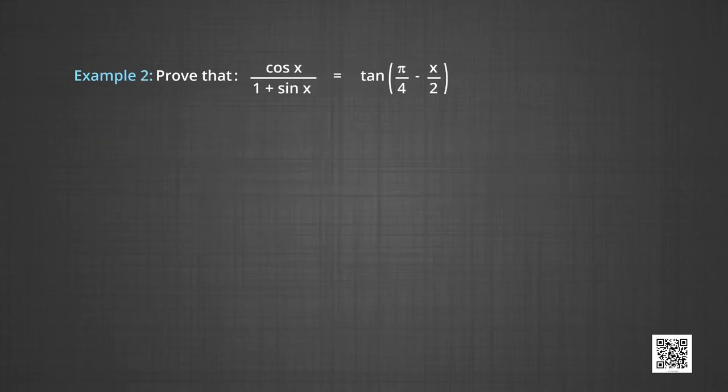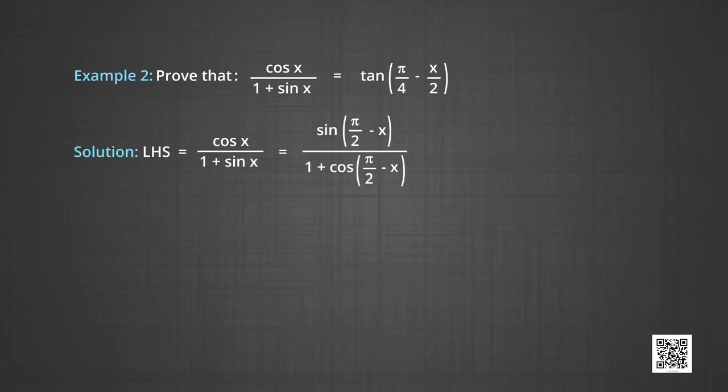Now, example 2. We will prove cos x upon 1 plus sin x is equal to tan of pi by 4 minus x by 2. This is a very important identity. Left hand side is cos x upon 1 plus sin x. Now, cos x can be expressed as sin of pi by 2 minus x in the numerator, and in the denominator, we replace sin x by cos of pi by 2 minus x.